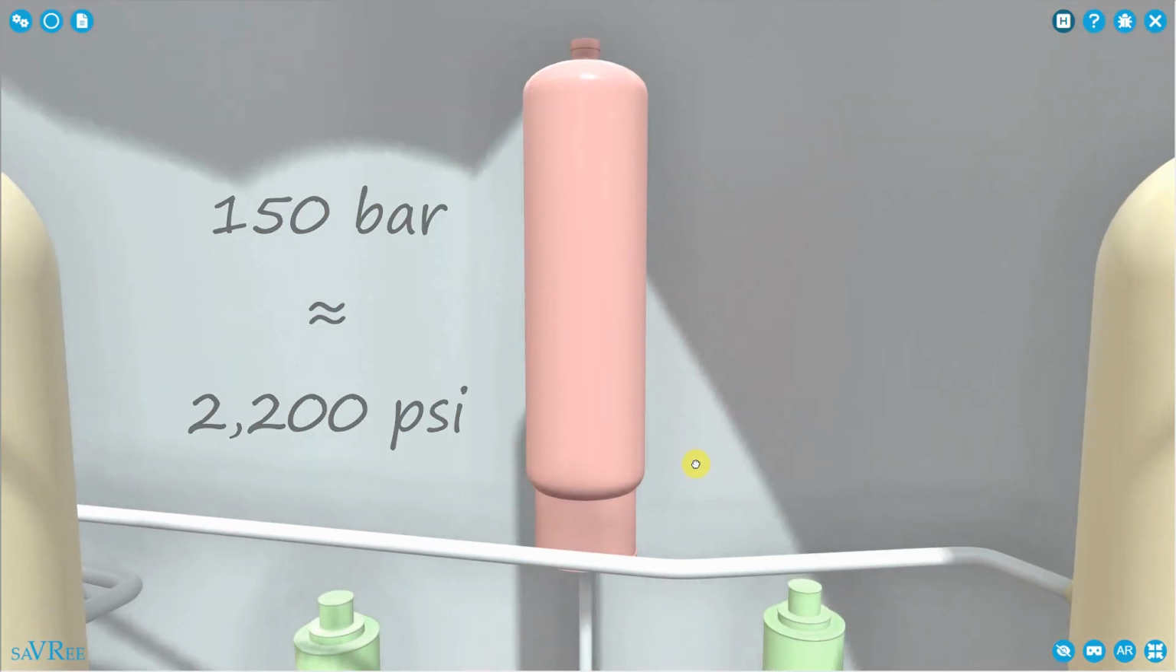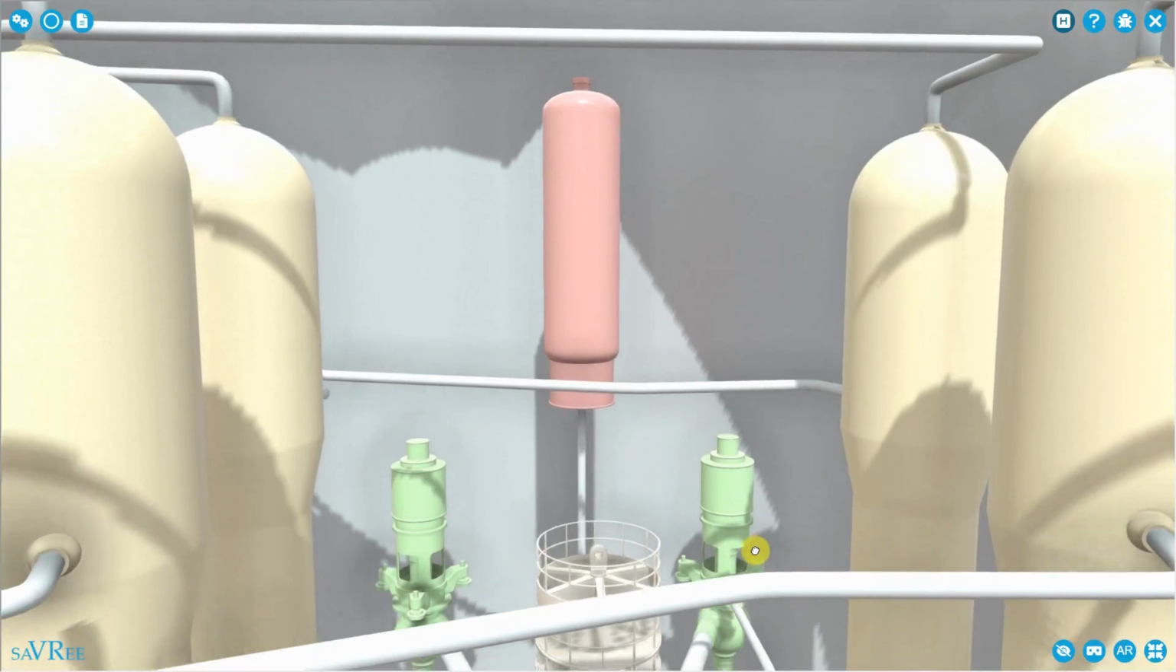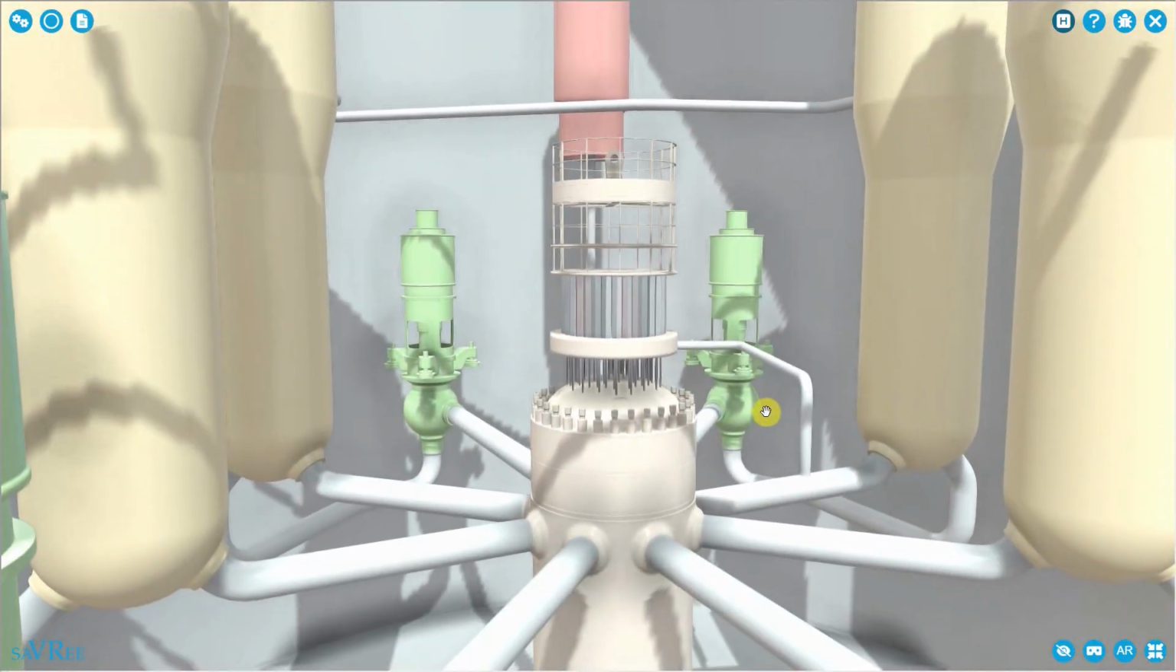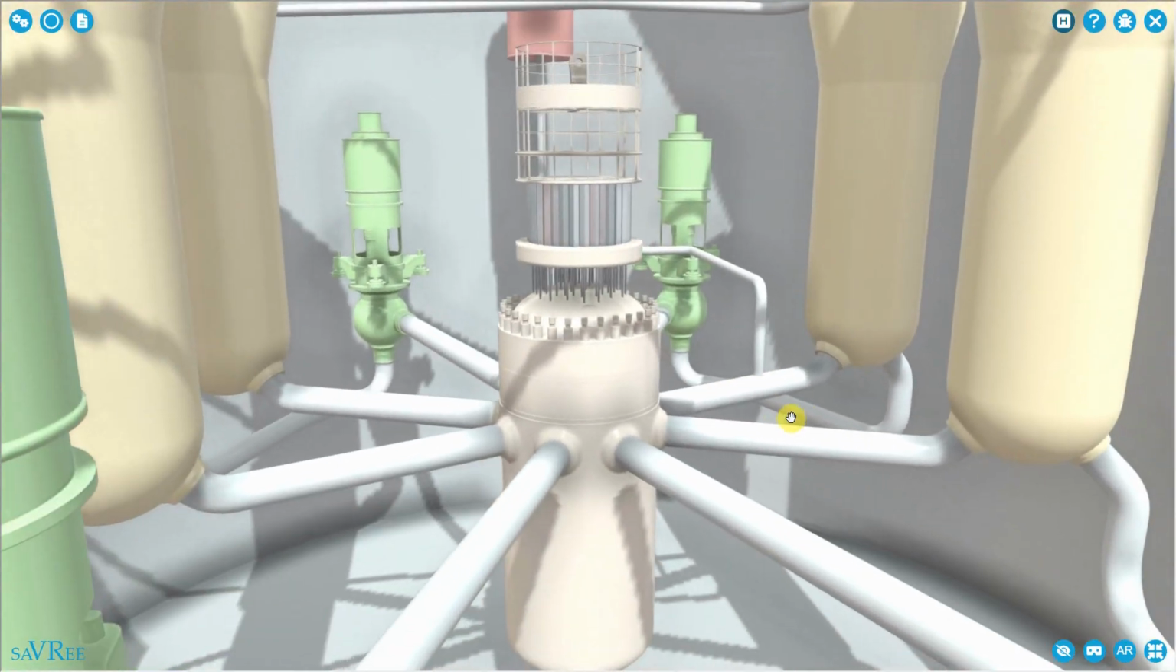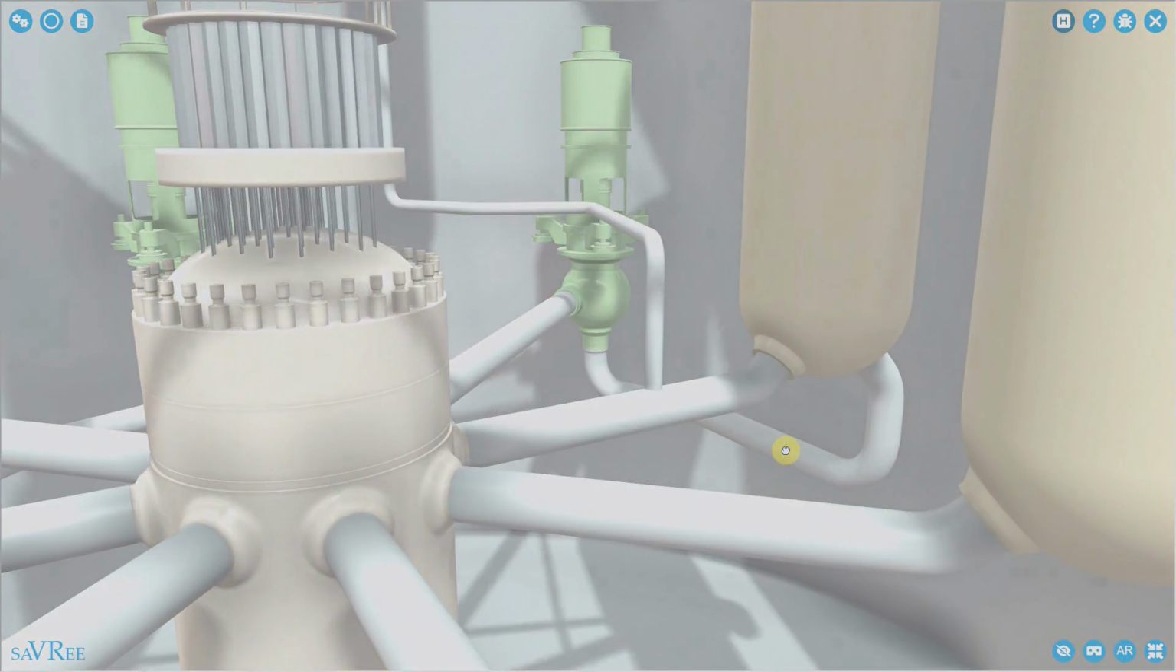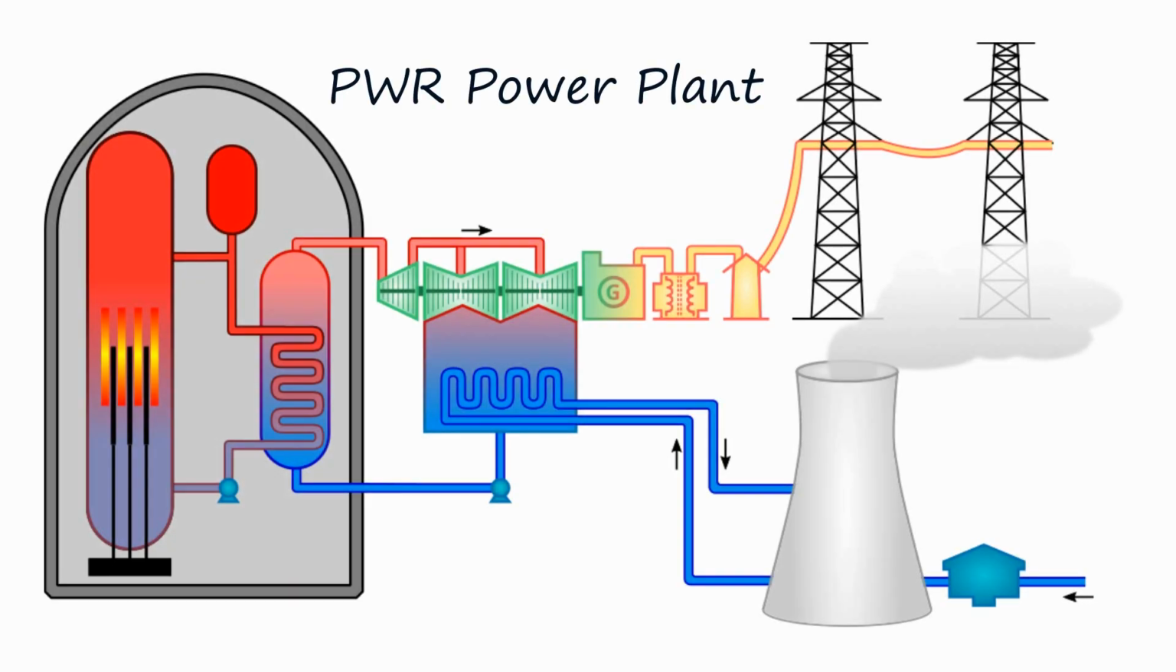Why are we doing that? We're doing it because we want the primary cooling circuit, or the primary coolant, to remain in a liquid state at all times. We don't want the primary coolant to boil. Some localized boiling may occur, but we don't want it to boil and change state from water to steam. Boiling water reactors work like that, but PWRs do not.